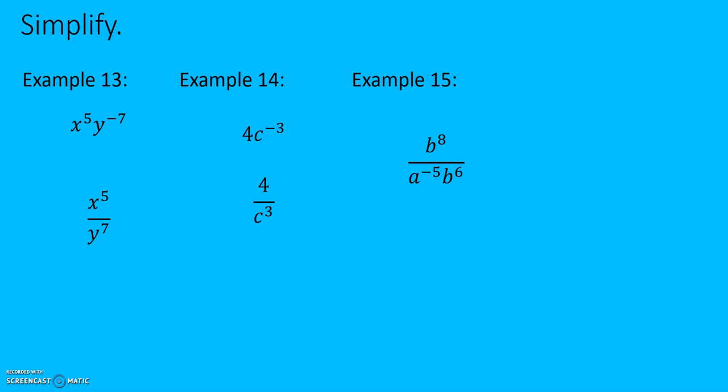Example 15. B to the eighth divided by a to the negative fifth, b to the sixth. We need to simplify the b to the eighth divided by b to the sixth, and that is going to be b to the second in the numerator. A to the negative fifth in the denominator moves to the numerator, so it's a to the fifth, b to the second.